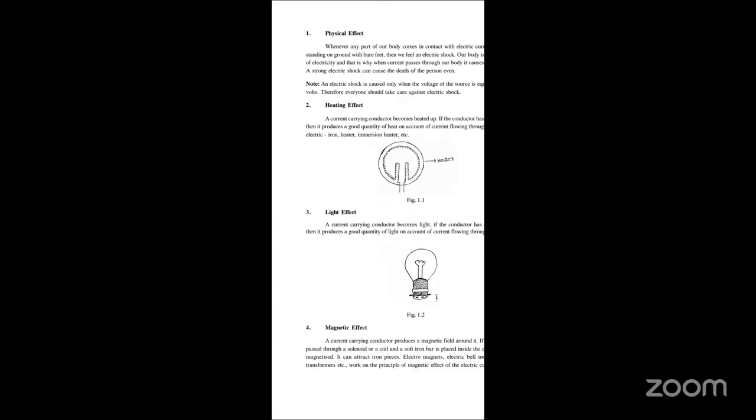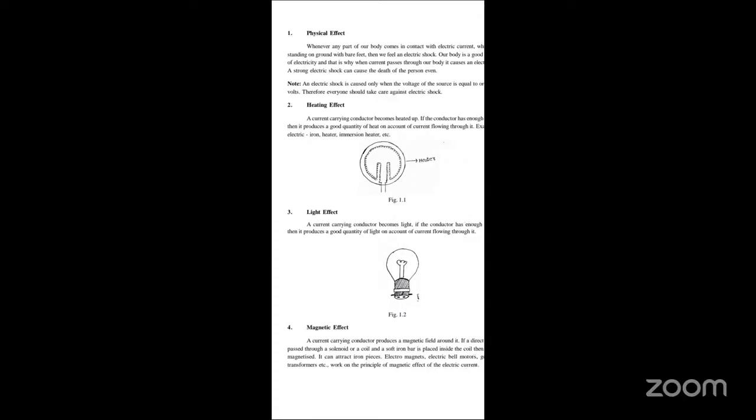So heater, how it is working we already know that. That is the example for the heating effect of electric current. Next one, light effect. A current carrying conductor becomes light.